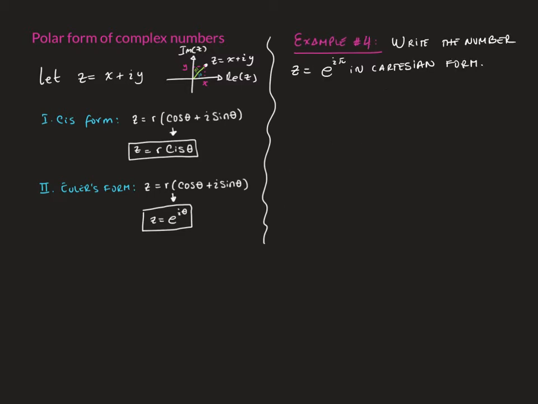Our next example, write the number z equals e to the power of i pi in Cartesian form. We know that e to the power of i pi is going to be cosine of pi plus i sine of pi. Now pi is equivalent to 180 degrees. So cosine of pi is -1, plus i, sine of pi is 0. So the answer is e to the power of i pi is equal to -1.